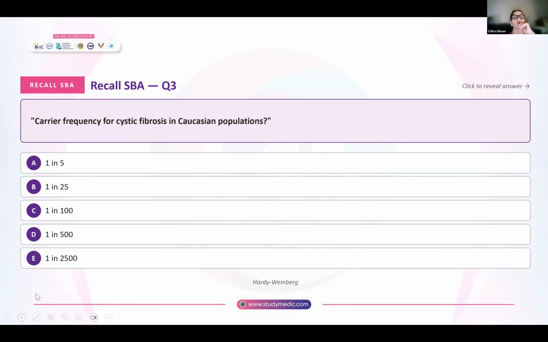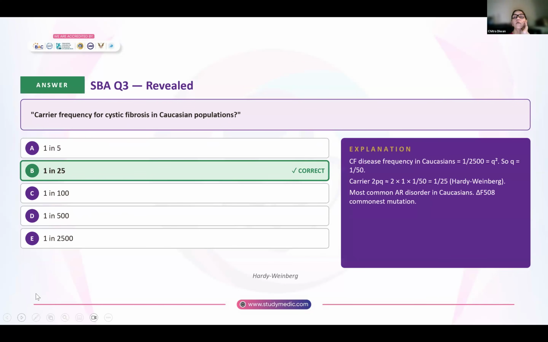Carrier frequency for cystic fibrosis in Caucasian populations. We know the carrier frequency, it is 1 in 25. You can calculate this with the Hardy-Weinberg equation, and I already did that for you. For this, they would give you the disease frequency in Caucasians. You also have to know the type of the disease, whether it is autosomal dominant or recessive. Because cystic fibrosis is recessive, q is the one for the recessive gene.